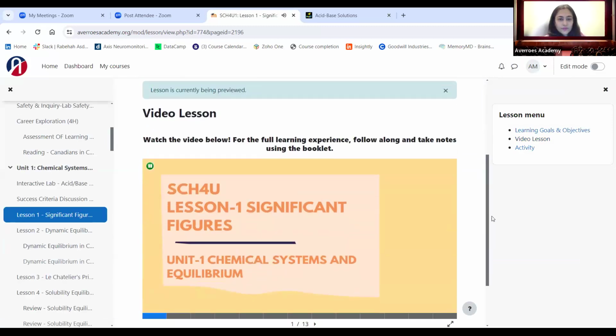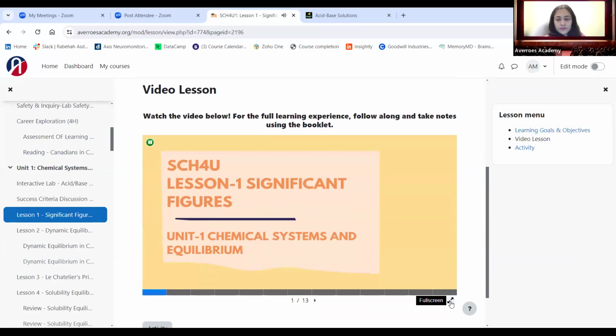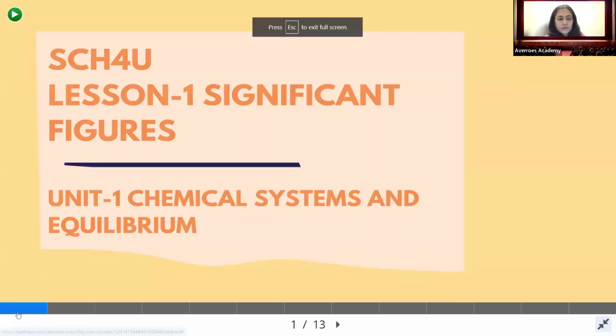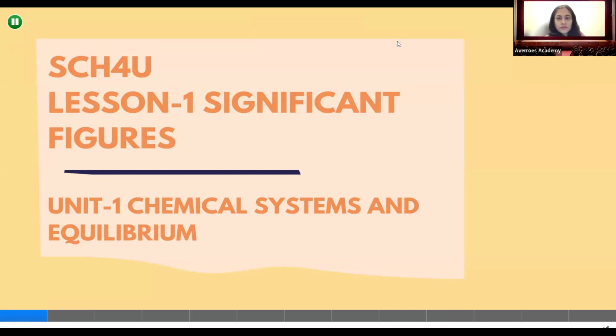Hello everyone and welcome to 4U Chemistry, SCH4U. We're starting off with Unit 1, which is Chemical Systems and Equilibrium, and this is Lesson 1 on significant figures. So let's get started.